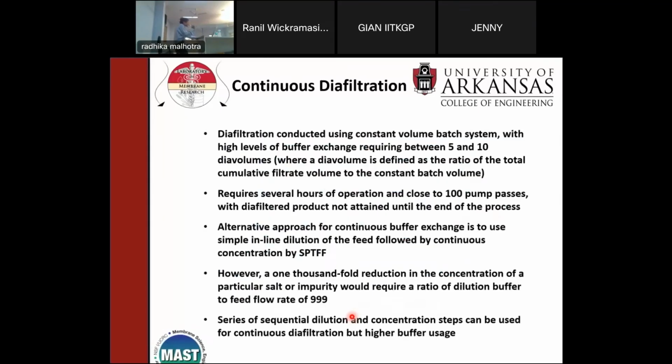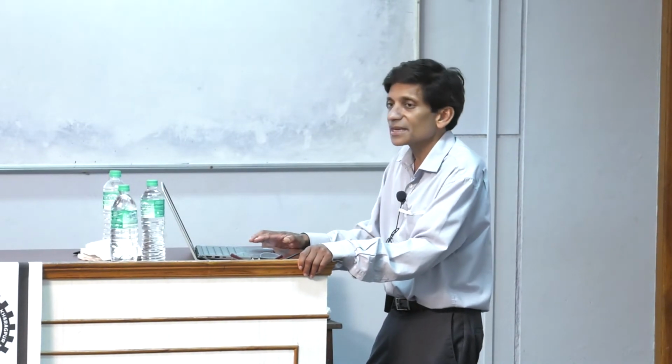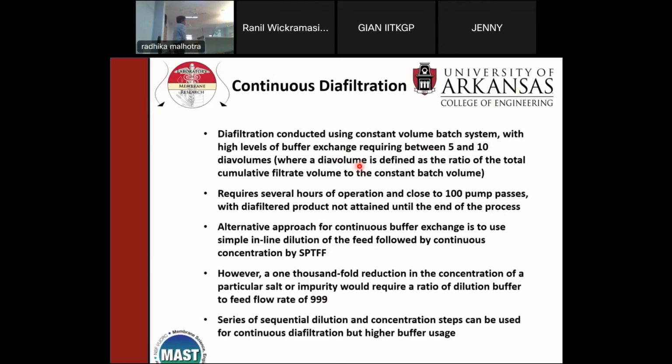Okay, what about continuous diafiltration then? Okay, and I think I've almost finished with this lecture then. So diafiltration is conducted using constant volume batch system with high level of buffer exchange requiring between 5 to 10 diavolumes, where we know what a diavolume is, right? It's the feed volume.